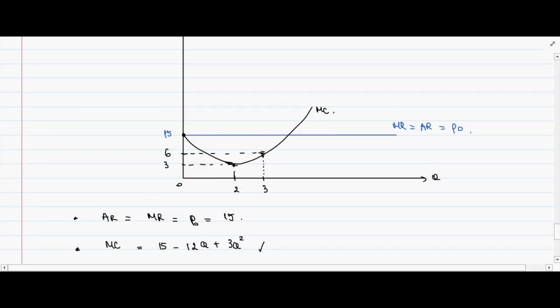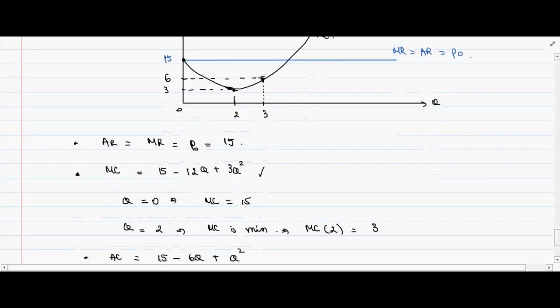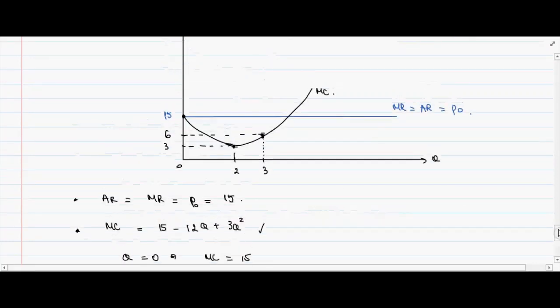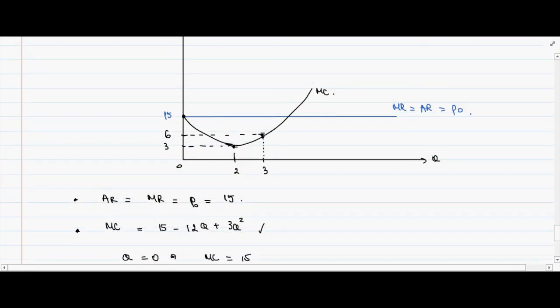Okay, so that's the minimum point. And how do I know it's on the marginal cost curve? If you substitute the point 3 into the marginal cost function, you will find that marginal cost is going to be equal to 6. Okay, so it is going to be on the marginal cost curve as well. And this is the minimum point of the average cost. So when you draw the diagram, it's going through this point over here and minimized at this point. Okay, so this is my average cost.